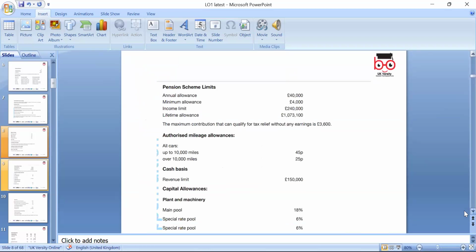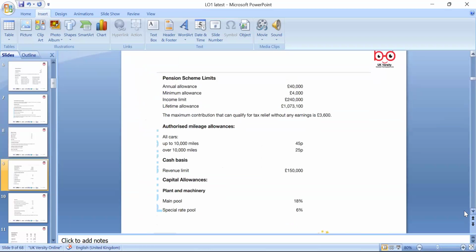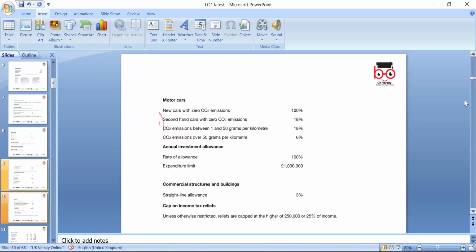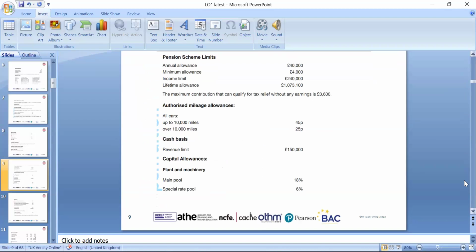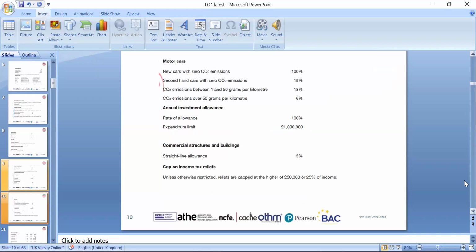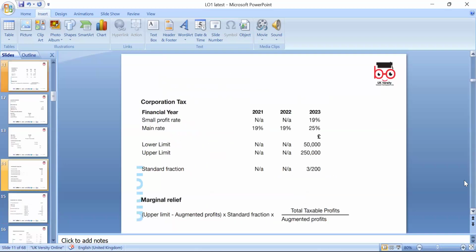So those we will go through: the pension scheme, authorised mileage, up to 10,000 miles at 45 pence first. If more than 10,000 miles, it is 25 pence per mile, which will be paid as a benefit. We can look at the main pool asset. We can claim the capital allowance, which in business is really, really crucial to know. Between 18% and 8% in the main pool, and the short life asset, those we'll discuss as well.